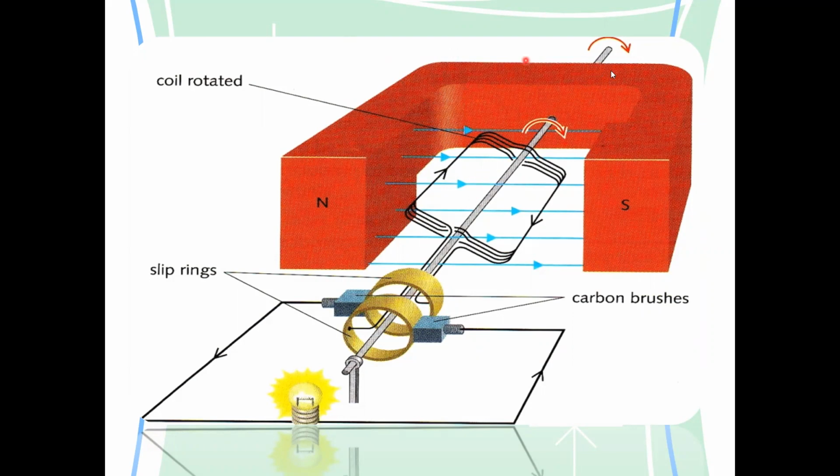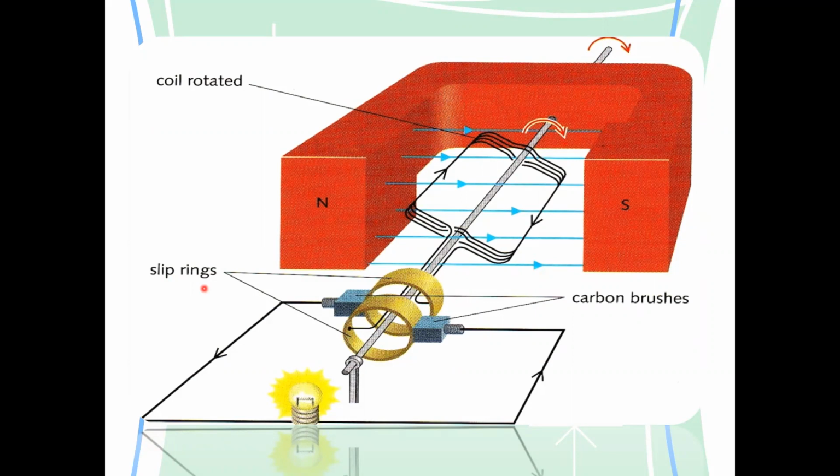We have a permanent magnet. This is a permanent magnet. Between the magnet, there is a wire, a rectangular wire, or we can also say a coil. And this coil is on the rod, which is called the axle. And then the two ends of this wire are connected to the rings, which are known as the slip rings. How it works, that is the second part.